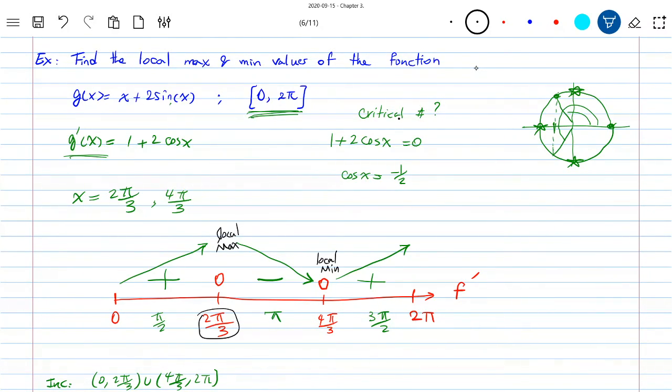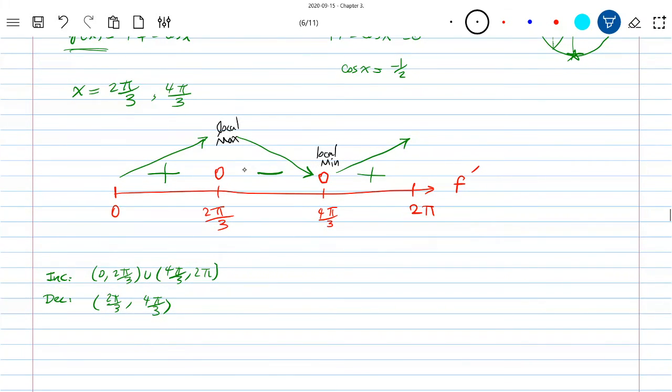Okay. Just make sure that you do not mix it up with these test points. The test points are kind of useless. After you figure out the sign, these test points are useless. You shouldn't mix it with those. Use a different color for the test point so you do not mix it. Okay, so we found local max and local min.